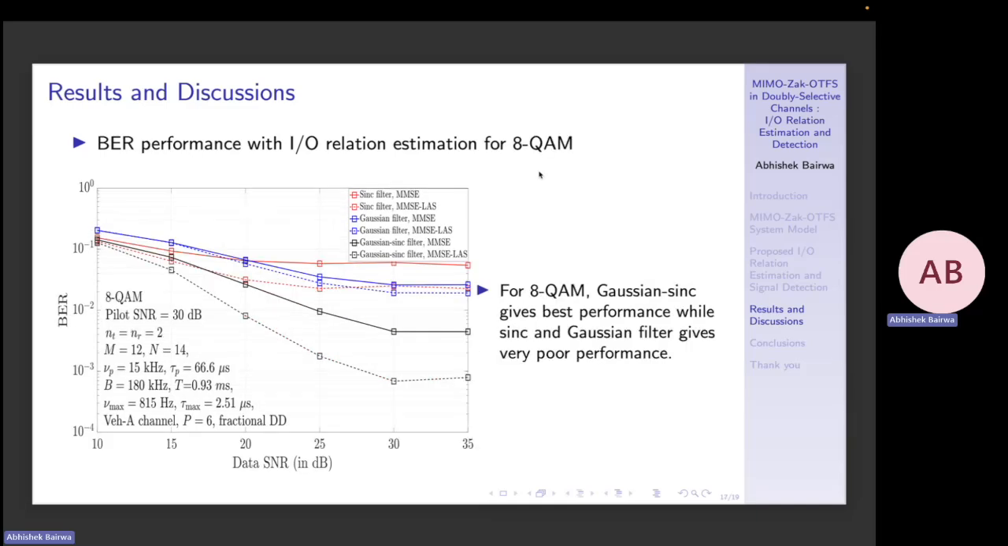This is the BER performance with IO relation estimation for 8QAM. So earlier the experiments were for BPSK modulation. This is for 8QAM modulation. Here it is very clear that the Gaussian-sinc filter performs way better than the Gaussian filter and sinc filter, and that is due to its good estimation and good detection performance.